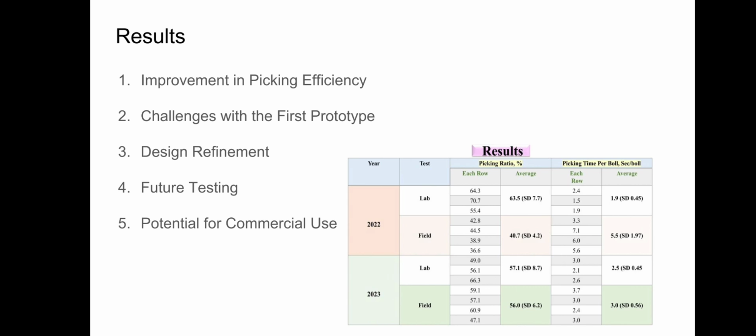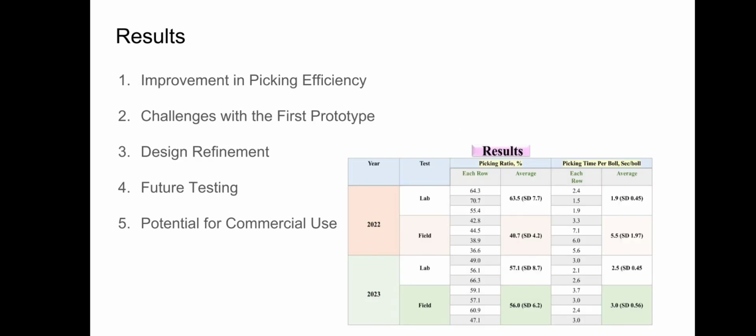So, design refinements. While the second prototype is an improvement over the first, further refinements are also necessary to optimize the system. And then further testing. Testing is critical in determining the overall performance of the system. Further testing will also help identify any mechanical or design flaws that need to be addressed before the system can be used for larger scale cotton harvesting. And the potential for commercial use: the system holds potential for commercial use and can be adopted over the manual mechanical way of cotton picking.